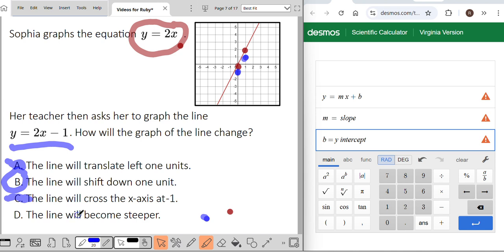Then it says the line will become steeper. That's not it either, because for a line to become steeper, your slope has to change. And the slope is not changing. It stayed at +2. So your answer is the line will shift down 1 unit. So if your y-intercept is negative, it's going down. If your y-intercept is positive, it would be going up.